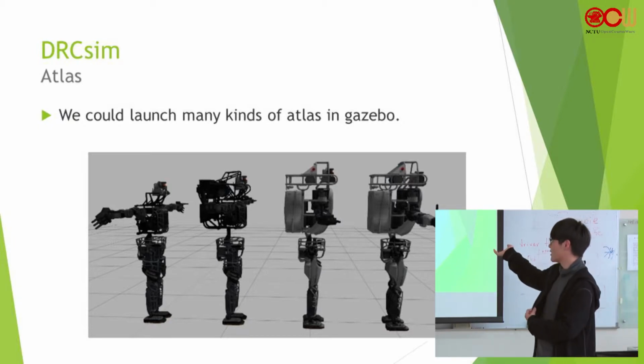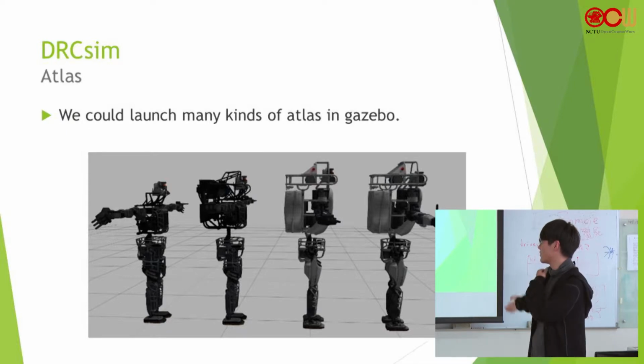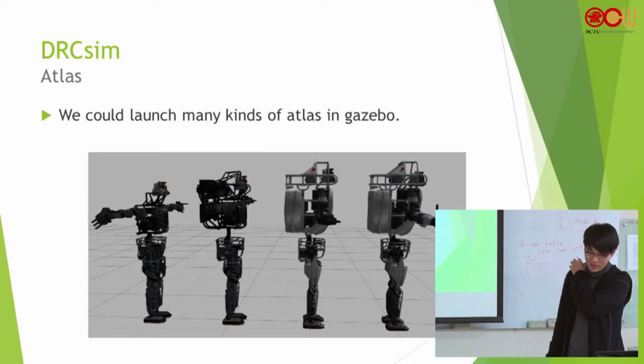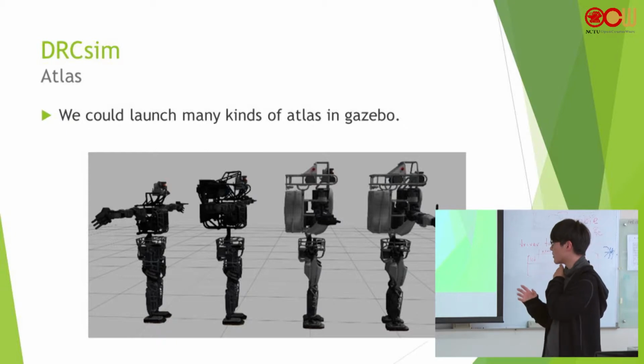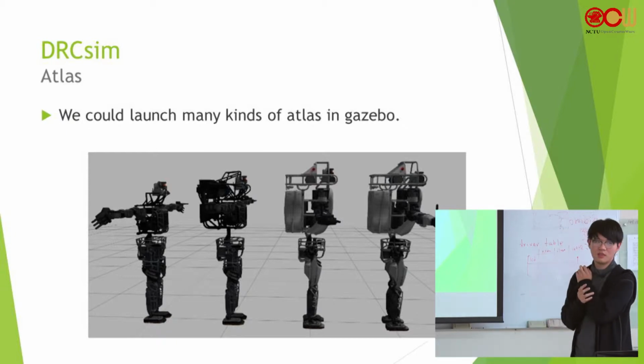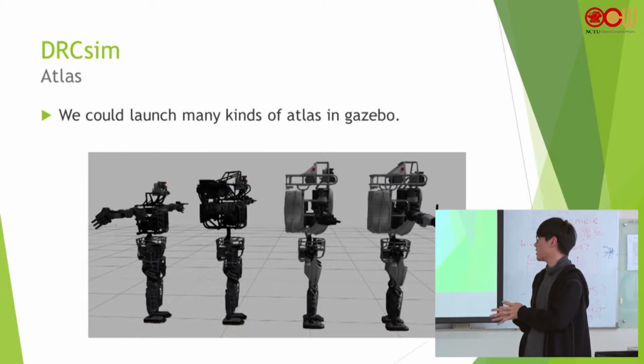And first part, we can see that is lots of kinds of Atlas here. And you can just ROS launch, because the DARPA Robotic Challenge, they have already written a lot of launch files, including many kinds of Atlas. So you can just ROS launch it, maybe other types.